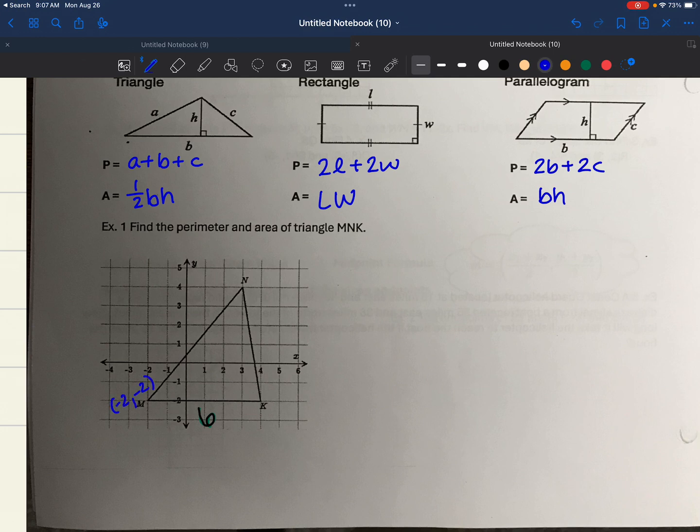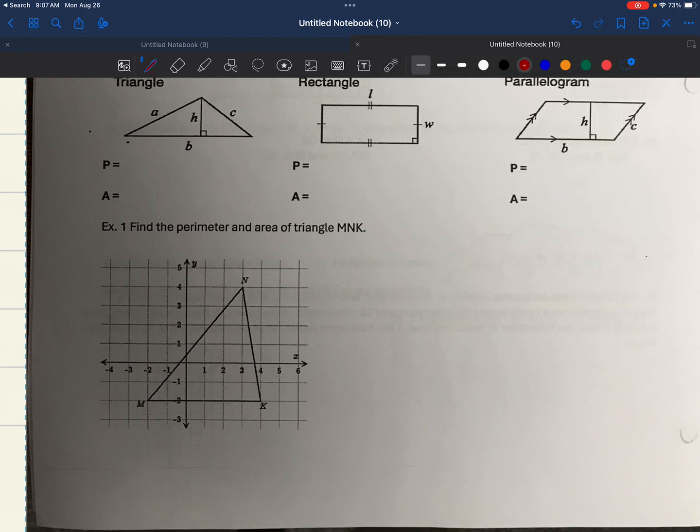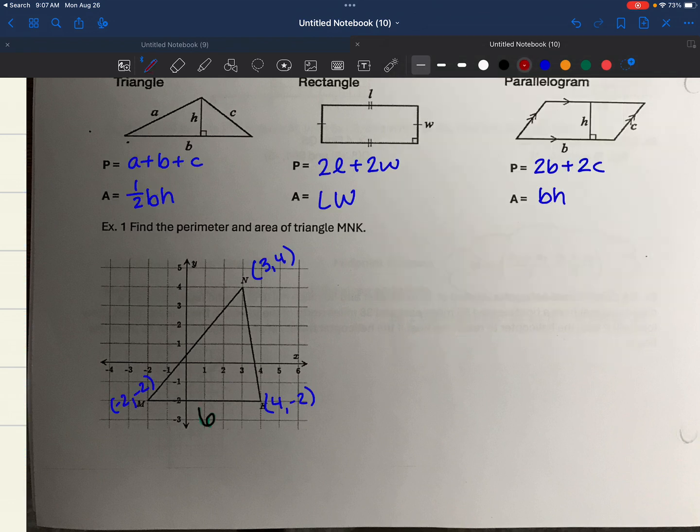So my first ordered pair here is at -2, -2. N is at 3, 4. K is at 4, -2. Okay? So first, let's do MN. So let's write our ordered pairs up here just so we have them written, because sometimes that helps us see it a little better.